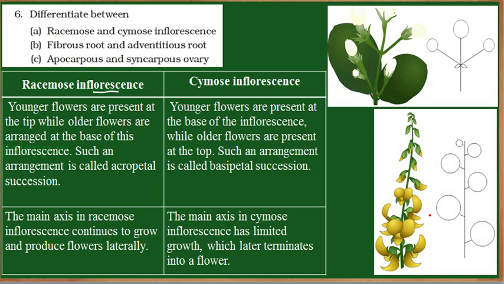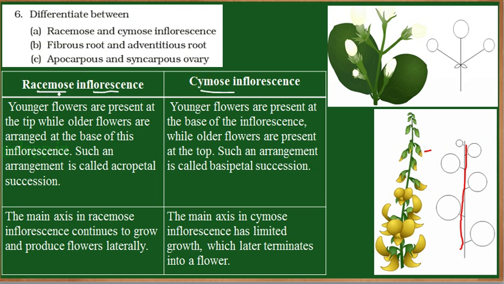So as in here we can see, these are different flowers. So many flowers are arranged on the common axis. So such arrangement of flowers is called inflorescence. And here also there are different types. So one is racemose, the other one is cymose.